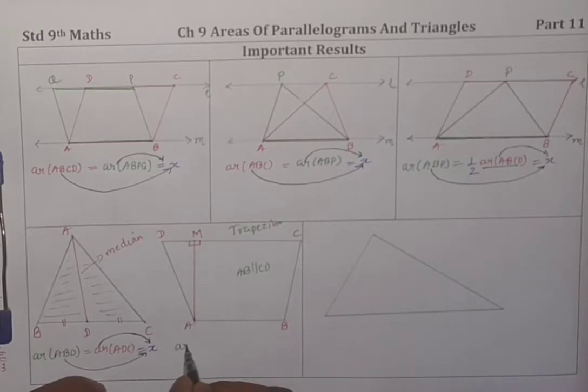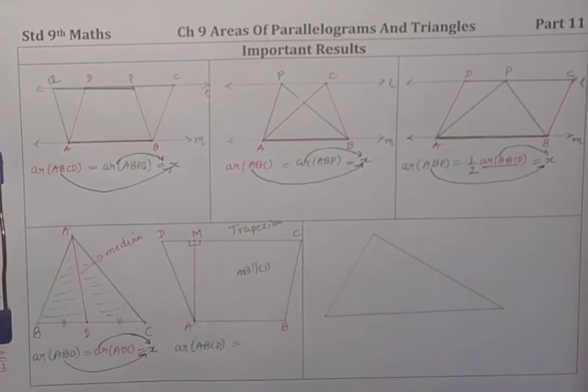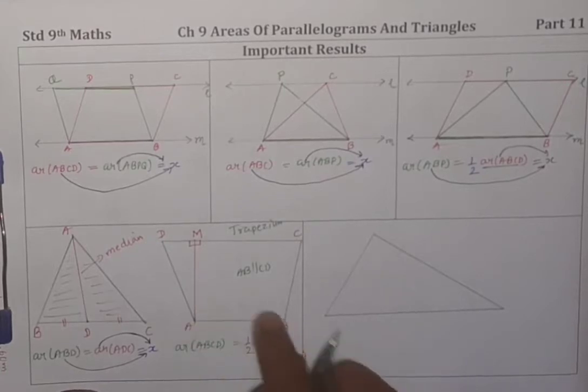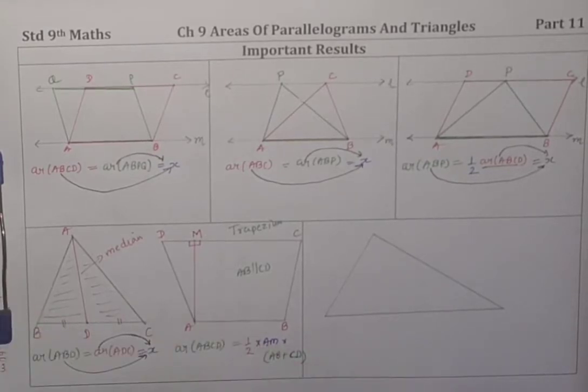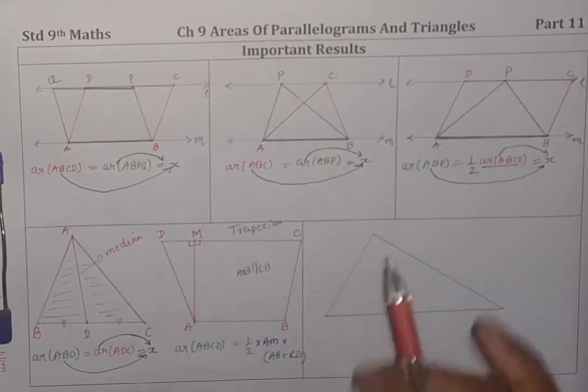Now the formula to find the area of trapezium ABCD is equal to, be careful, half into the altitude, which is AM, into, very interesting, the sum of the parallel sides. AB and CD are the parallel sides. So AB plus CD. So this is the formula to find the area of a trapezium. We have already derived it. Okay, children. Let's see the next one.